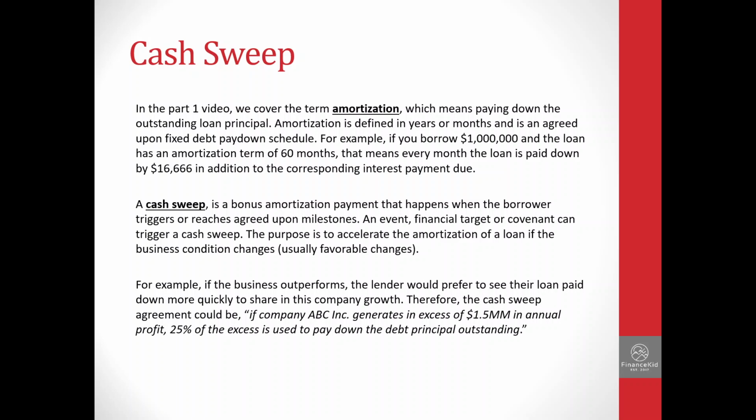So amortization is a fairly easy topic to understand. It's the pre-agreed upon pay down rate for the loan balance that you're going to pay either monthly or quarterly or annually, whichever way you agree to that amortization. But a cash sweep is a bonus to the amortization payment. So in addition to the scheduled amortization payment that you've agreed to up front, a cash sweep is typically triggered at certain milestones in order to accelerate the amortization of a loan.